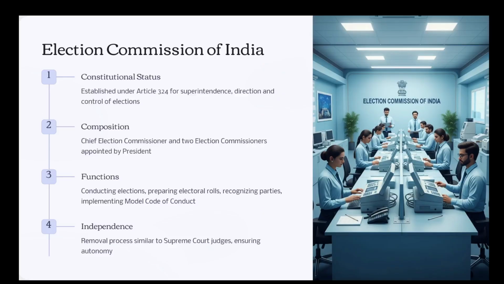Then the Election Commission of India. It has constitutional status, established under Article 324 for superintendence, direction and control of elections. Composition: one Chief Election Commissioner and two Election Commissioners appointed by the President of India. The functions are conducting elections, preparing electoral rolls, recognizing parties, implementing the model code of conduct. Then there is an independent removal process, like that of Supreme Court judges, ensuring autonomy.